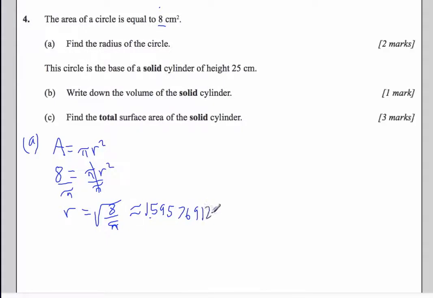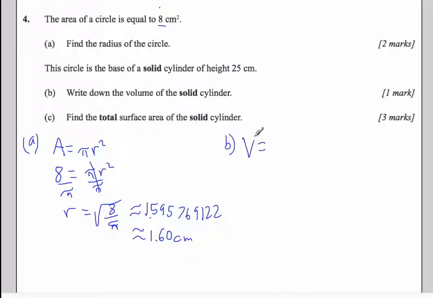1.595769122, which is approximately, if I want three significant figures, 1.60. But we'll see what I'll need in a second. This circle is the base of a solid cylinder with height 25 centimeters. Write down the volume of the solid cylinder.